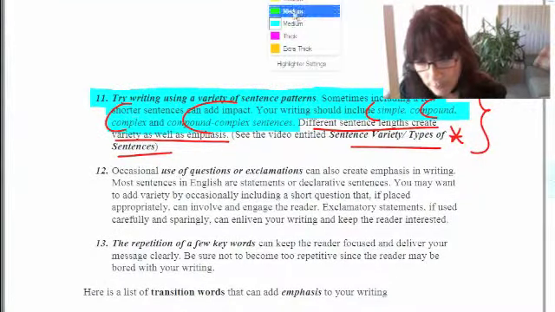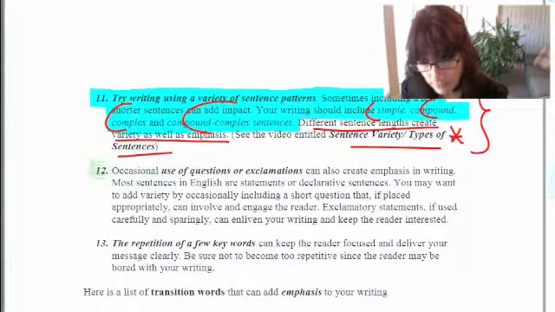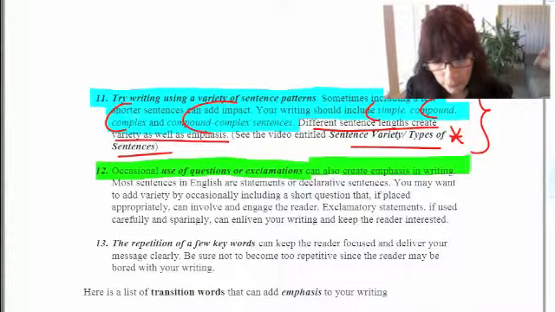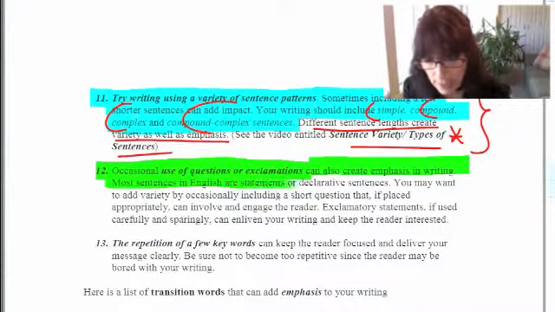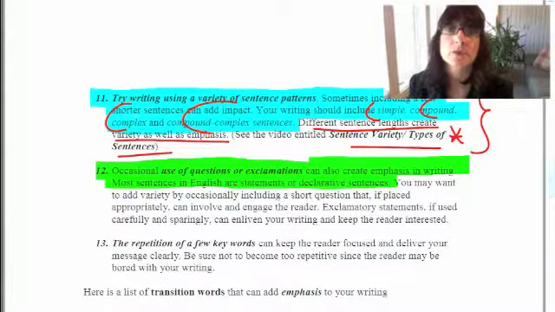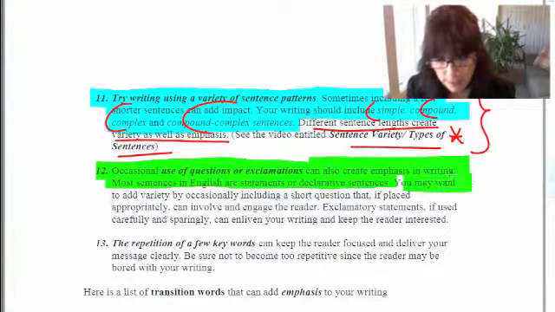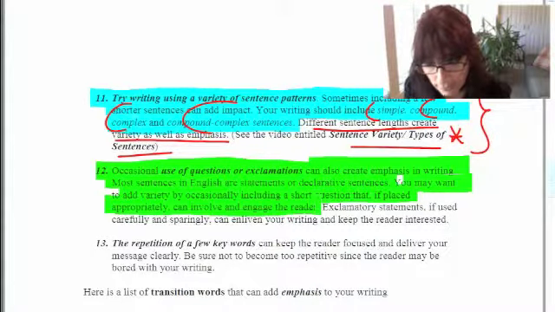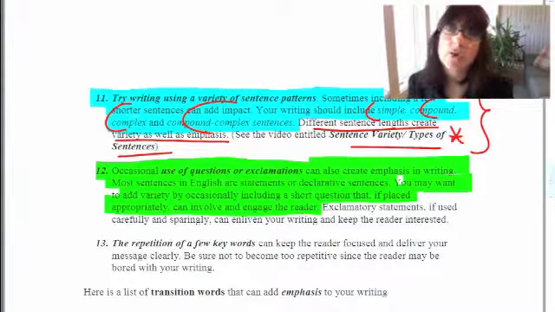The 12th point, I'm getting closer to the end now, is you might occasionally use questions or exclamations in your writing to create emphasis. Keep in mind that most sentences in English are statements, declarative sentences. But sometimes you may want to add a little bit of variety by including a short question in your writing that, if it's placed appropriately, can be quite engaging and can involve the reader.